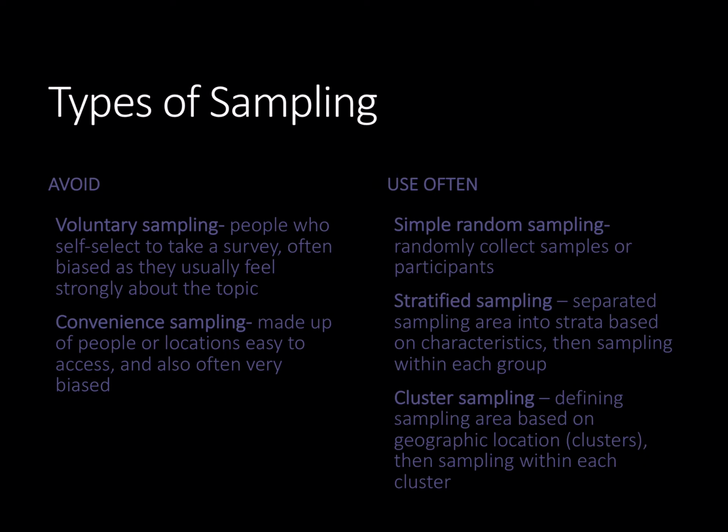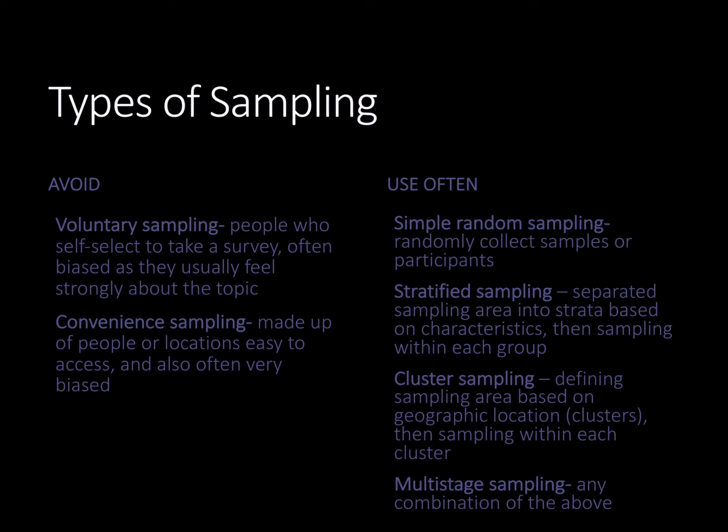There's also cluster sampling, which is a recommended method. In cluster sampling in environmental science, that means sampling space based on different geographic locations. So you may decide to divide Florida up by county. Each county would be a cluster, and then you go sample within each county for your cluster.